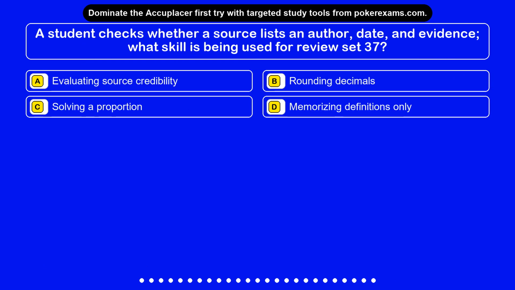Question 25. A student checks whether a source lists an author, date, and evidence. What skill is being used for review set 37? Option A. Evaluating source credibility. Option B. Rounding decimals. Option C. Solving a proportion. Option D. Memorizing definitions only.